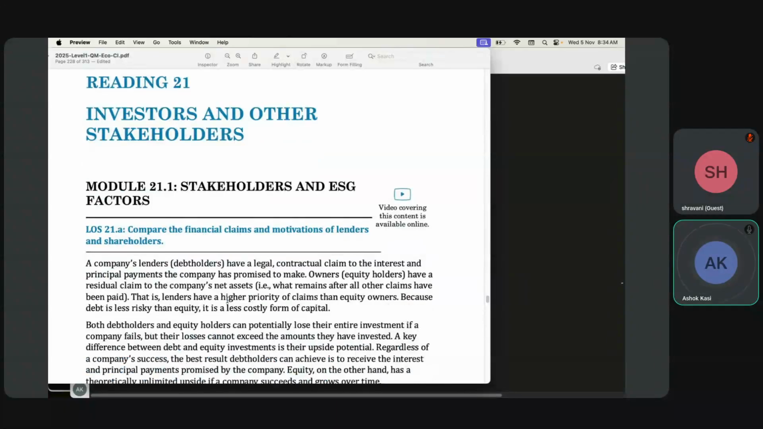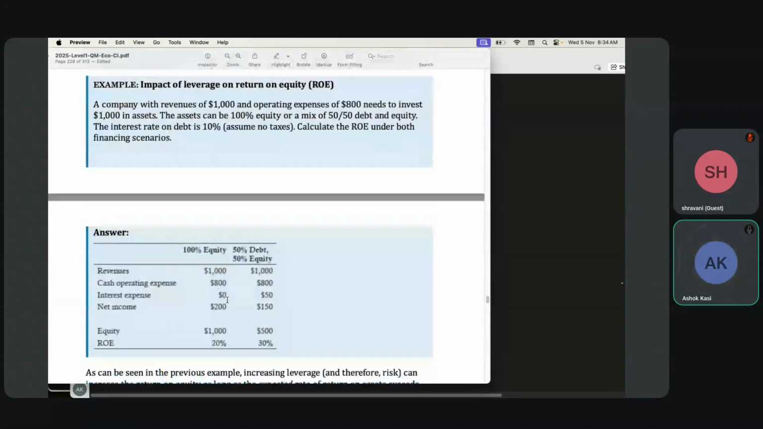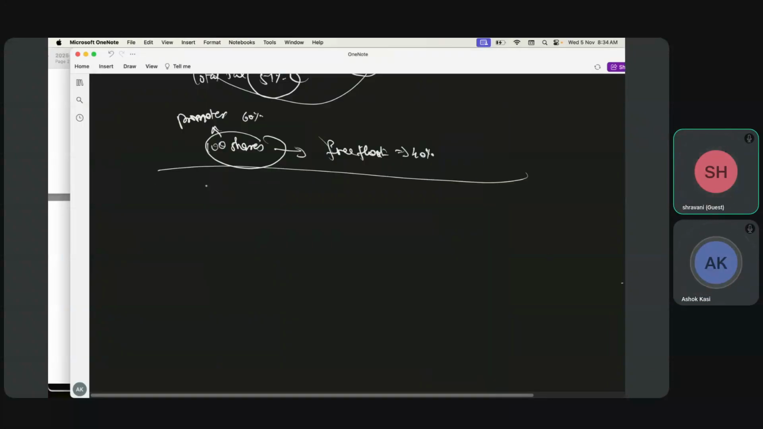Then reading 21, investors and other shareholders. Impact of leverage on return on equity. This I have done in leveraged return. You remember in alternative investments I did leveraged return, that formula.